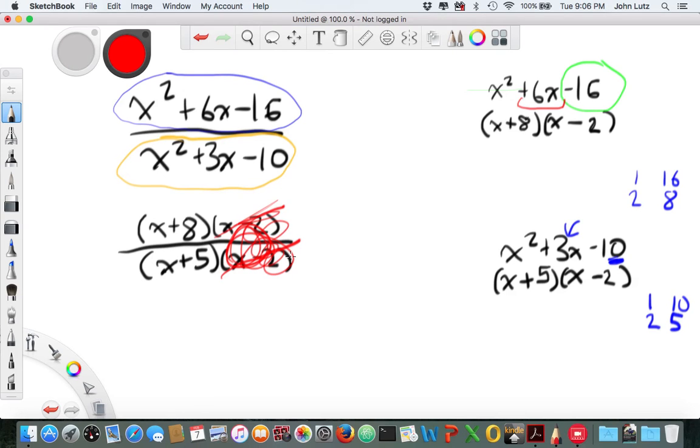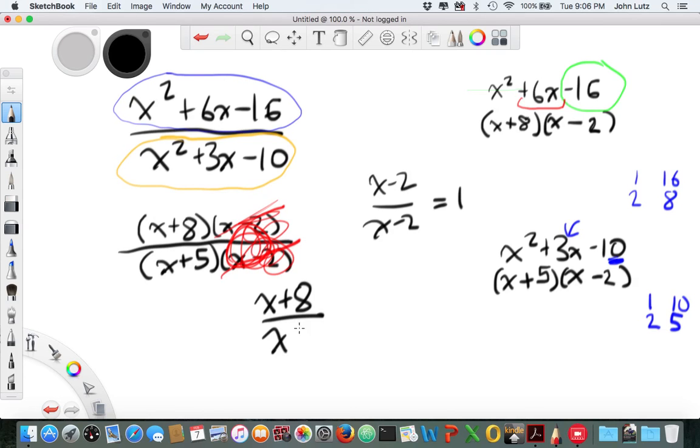Remember, this does not work with addition and subtraction. The rules for addition and subtraction are always different from your rules for multiplication and division. Since these things are being multiplied, we get to use our rule for multiplication, which means that x minus 2 over x minus 2 equals 1, because you have the same thing on the top and the bottom, therefore they cancel out. So our answer to this is x plus 8 over x plus 5. And you have put that rational expression in its simplest form.